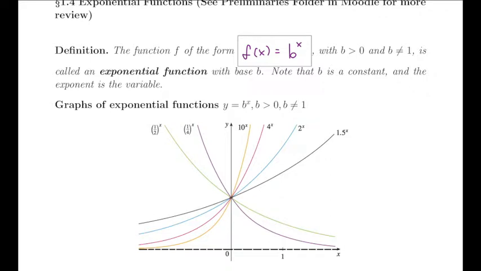There are actually two different families of shapes. There are ones that go up as you go from left to right, and then there are the ones that go down as you go from left to right. So what decides the shapes? The answer is the value of the base. All of the ones that are increasing as you go from left to right have a base that's bigger than 1. Let me just write that down.